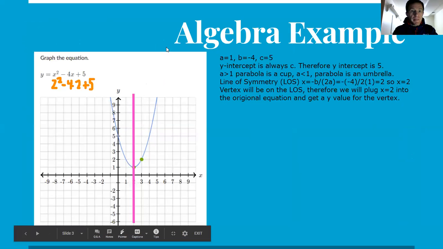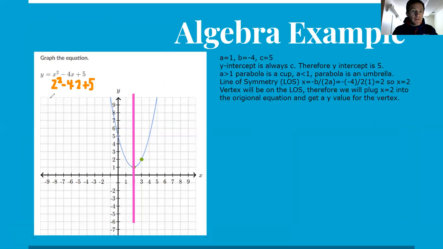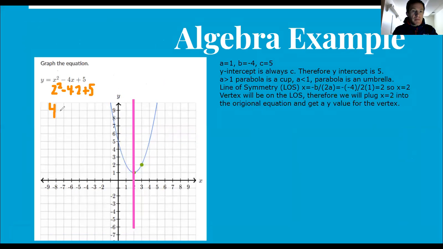So evaluate that: 4 minus 8 plus 5. And when I do that, I get 1. So I knew at this point here would be 2, 1, my vertex point.